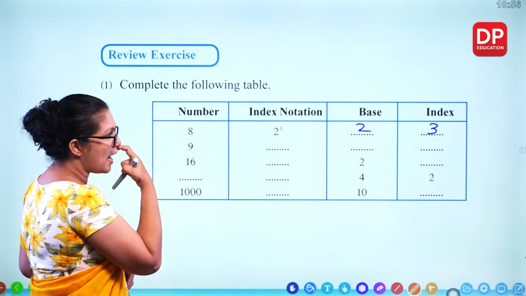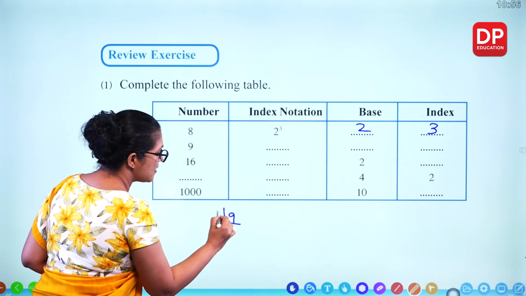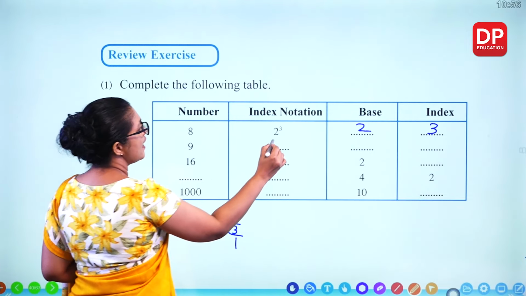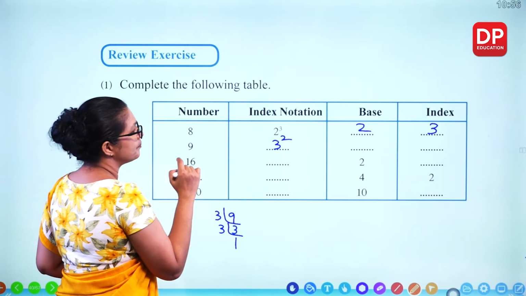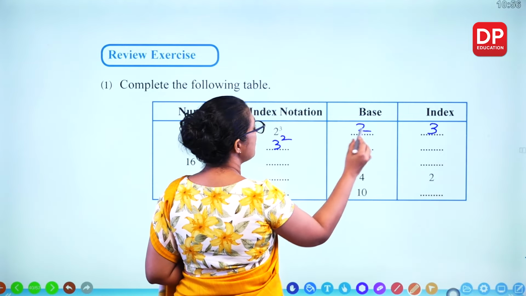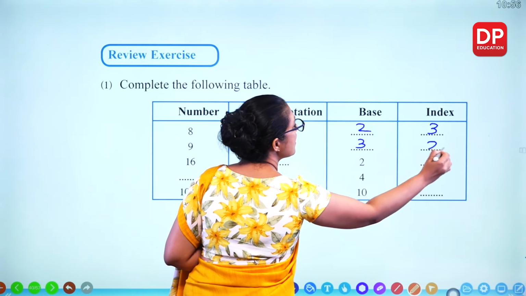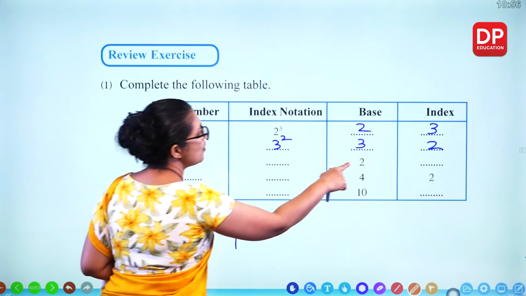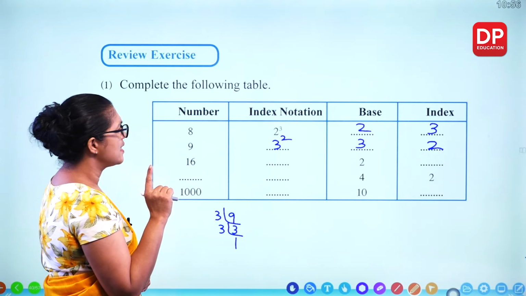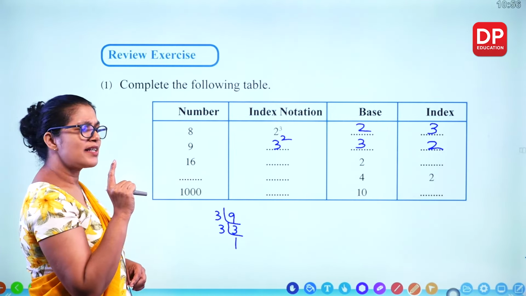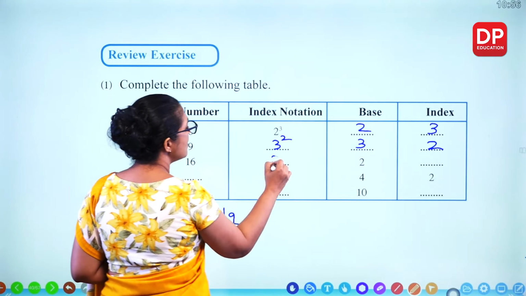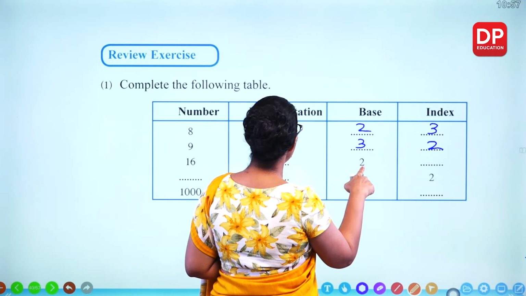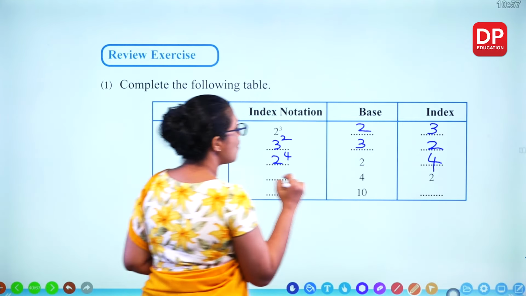Now we'll do 9. So 9 means 3 and 3. You can write 3 squared. 3 squared, what's the base? 3, index 2. 16, you have given 2 is the base. So what is 16? We know that 2 to the power 4 is 16. So base is 2, power is 4.